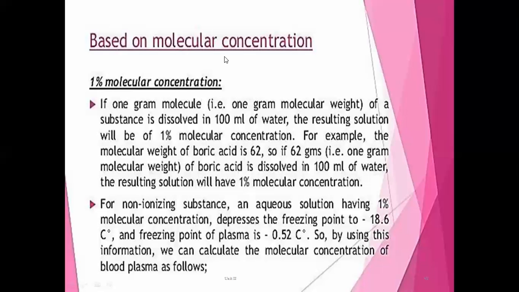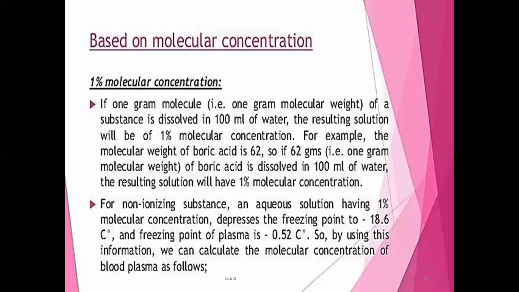The first method from the colligative properties is based upon the molecular concentration. If 1 gram molecule of a substance is dissolved in 100 ml of water, the resulting solution will be 1%. For example, the molecular weight of boric acid is 62. So if 62 grams of boric acid is dissolved in 100 ml of water, the resulting solution will have 1% molecular concentration.